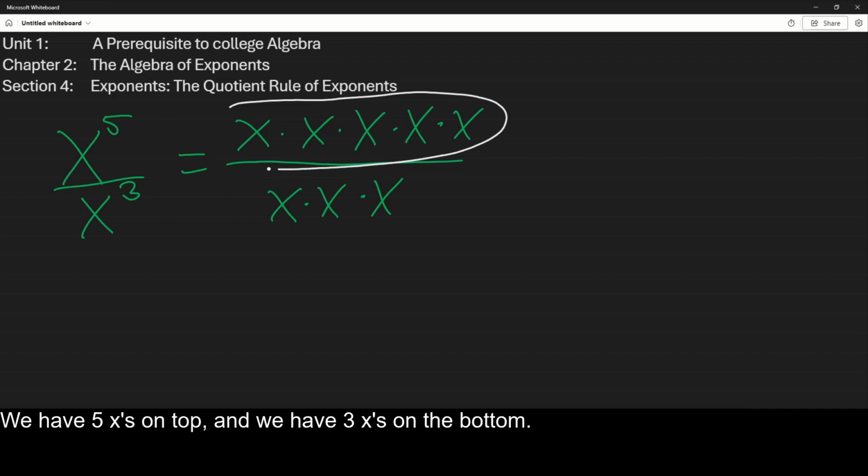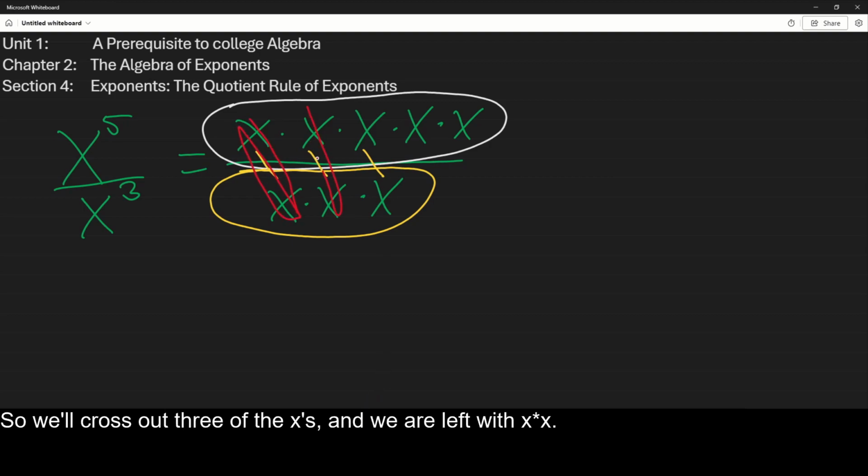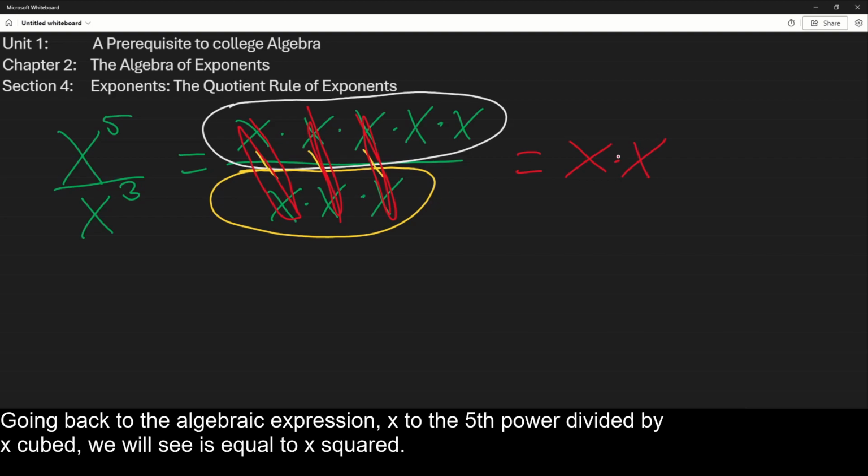We have 5 x's on top and we have 3 x's on the bottom. Therefore, we will only divide 3 of the top x's so that we can clear the denominator. So we'll cross out 3 of the x's and we are left with x times x. Going back to the algebraic expression, x to the fifth power divided by x cubed, we will see that it is equal to x squared.